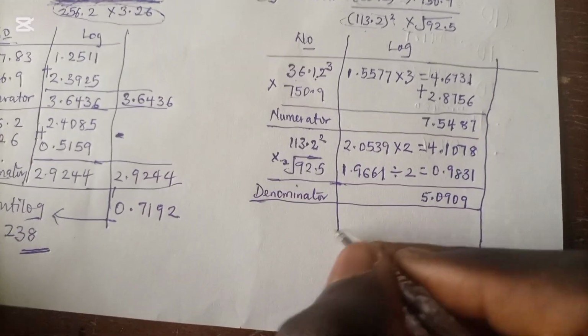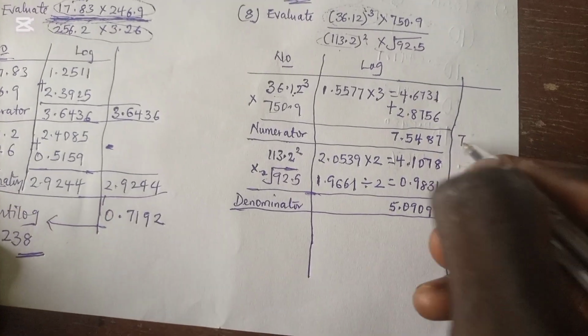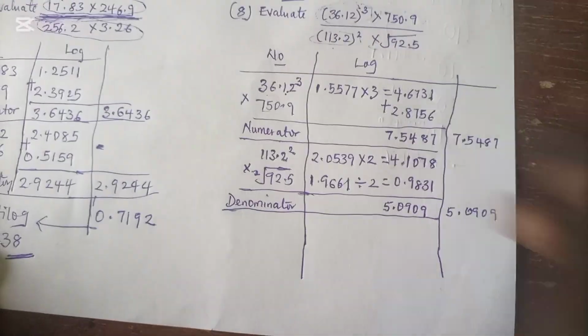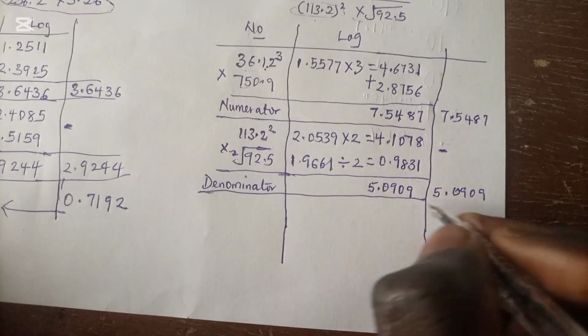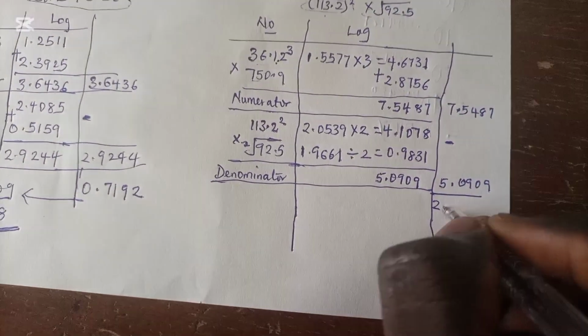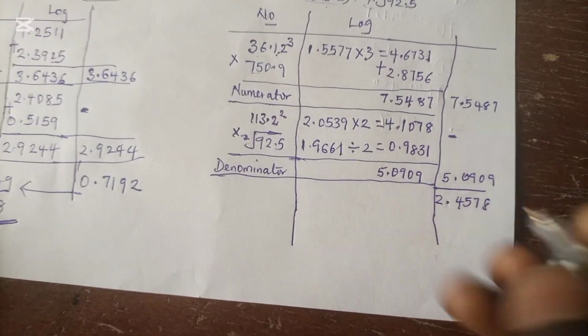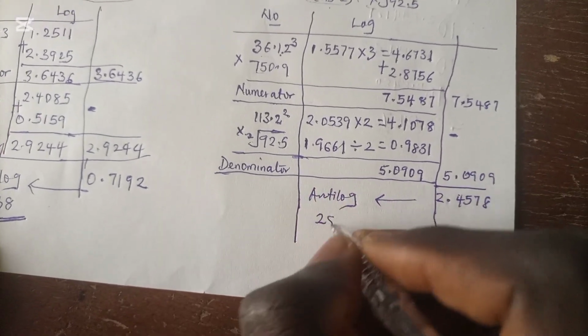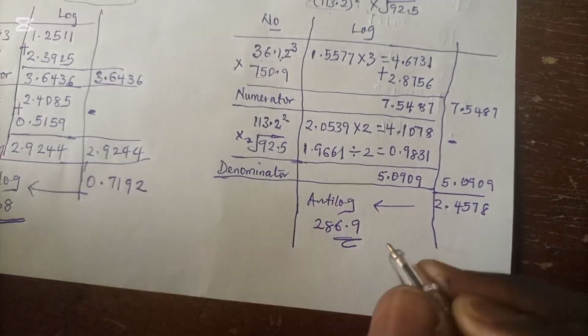Now we are putting our numerator and denominator. We need to bring them all together. So let's bring it out: 7.5487, then 5.0909. We are having division, so you subtract them. Your answer will be 2.4578. Then you find the antilog. When you find the antilog, that will give you 286.9. So that's the final answer.